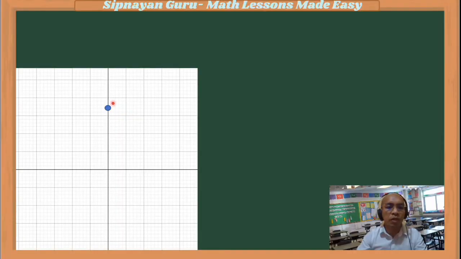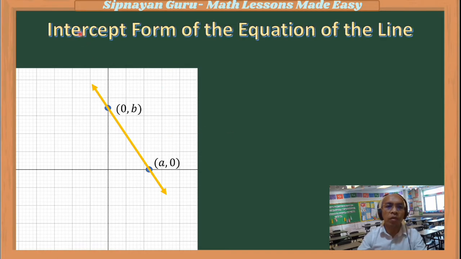Suppose we have this point that lies along the y-axis, and we call it the y-intercept. The coordinate is (0, b). And we also have a point that lies along the x-axis, and we call it the x-intercept. The coordinate is (a, 0). Connect them, so we have this line that passes through these intercepts. Now, how do we write the equation of this line? We call it the intercept form of the equation of the line. Now, let's derive the formula.